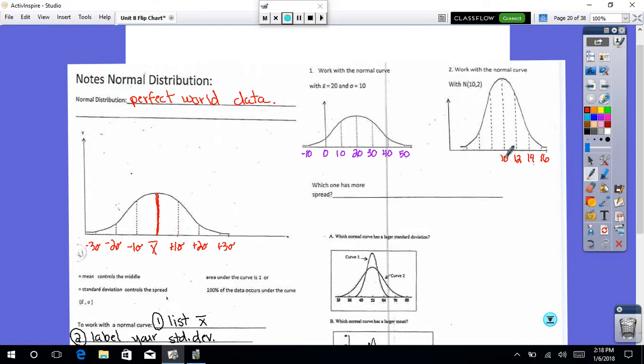Okay, same thing going the other way. You subtract 2 and you get 8. Subtract 2 more, 6. Subtract 2 more, end up with 4.